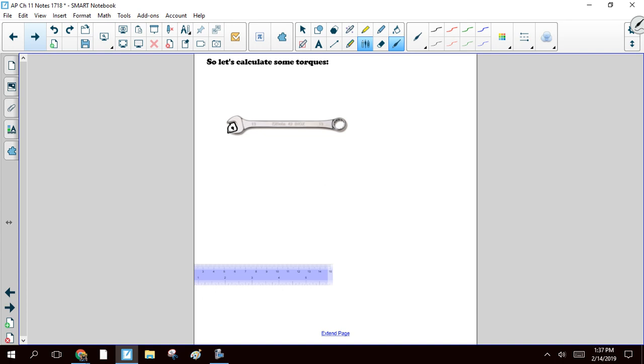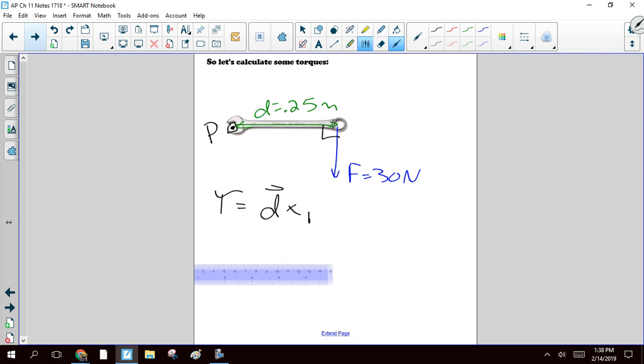And so, let's identify that P for pivot point. First of all, let's do a simple example. Suppose I push here with a force of 30 newtons, and let's make the length of this 25 centimeters. Assuming this is a right angle, then our torque is simply, the technical way to write it would be distance cross force.